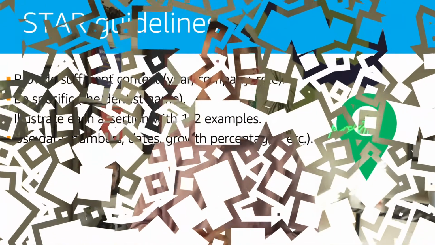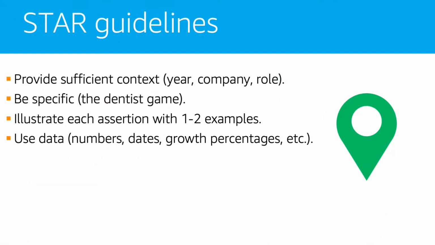The third point I want to share with you is you need to illustrate every assertion with a couple of examples. Generalizations will kill you in the Amazon interview. Treat your interviewers as if they're third graders. Explain with 1 or 2 quick examples what you meant each time you make a general assertion.